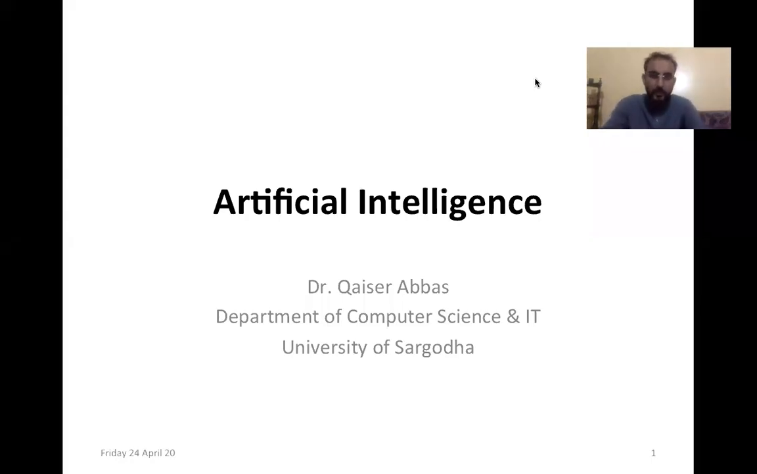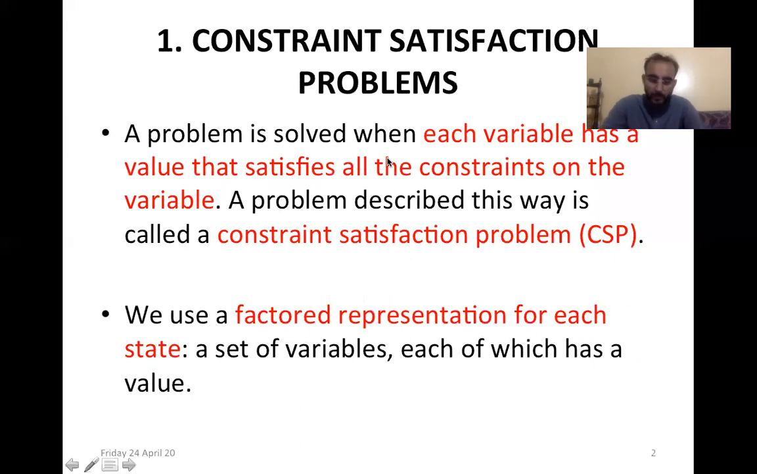Okay, let's start with a new topic. And the topic is constraint satisfaction problem. So, constraint means condition. A constraint satisfaction problem is a kind of problem in which we have to fulfill some conditions, some constraints.